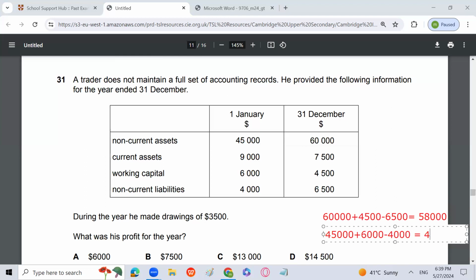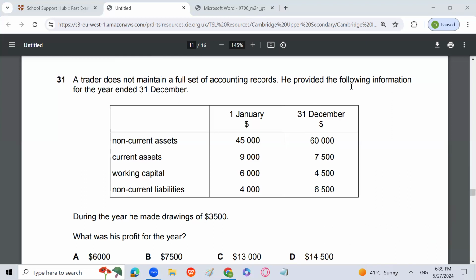So that is going to be 47,000. So 58,000, 11,000 plus 3,500 plus 3,500. Closing capital, capital at the end 58,000 plus drawings 3,500 minus opening capital. 58,000 plus D, the answer is 14,500. 14,500 is going to be the answer for this.